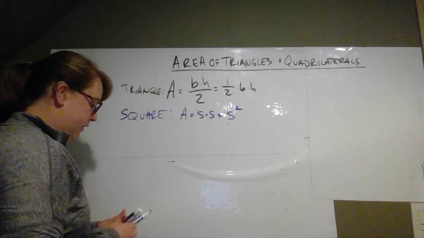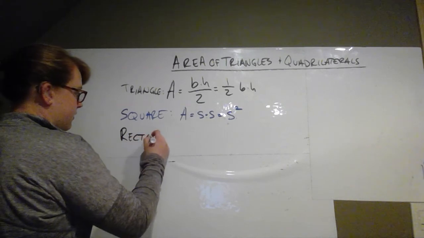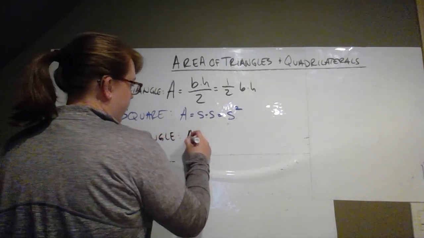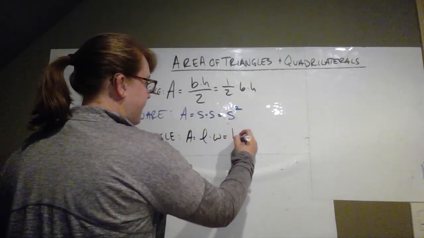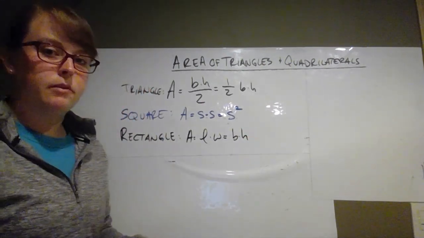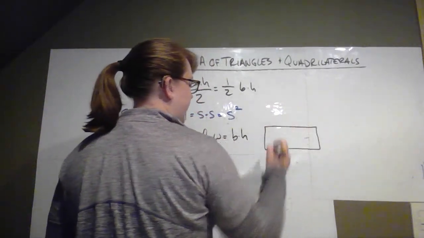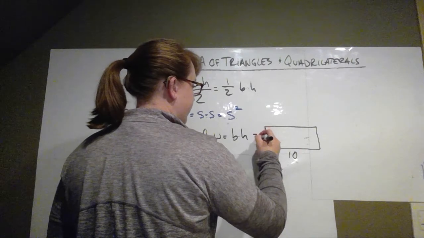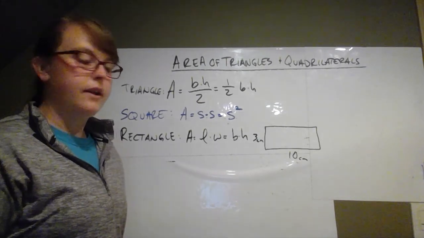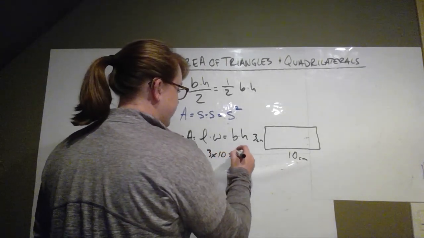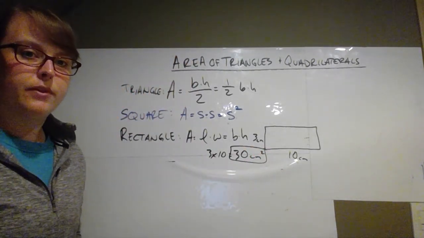All right, next one, rectangle. Hopefully also pretty straightforward and simple for us. Area is length times width. Or you might also see it as base times height. Doesn't really matter which notation you use for that. If you've got a rectangle and you know this side is 10 and this side is 3 centimeters, then all you do is multiply the two numbers and you get your area. So 3 times 10, which is 30 square centimeters. Okay, so there's rectangles.